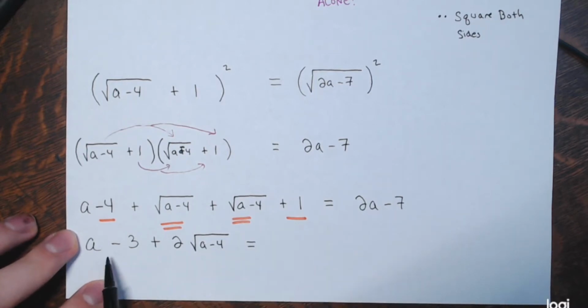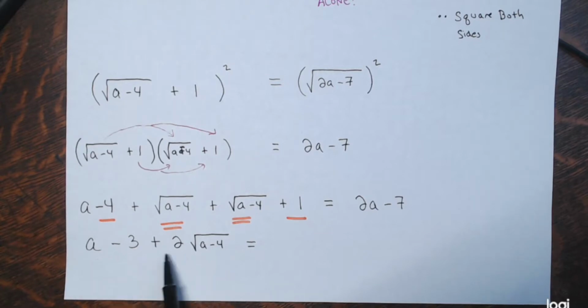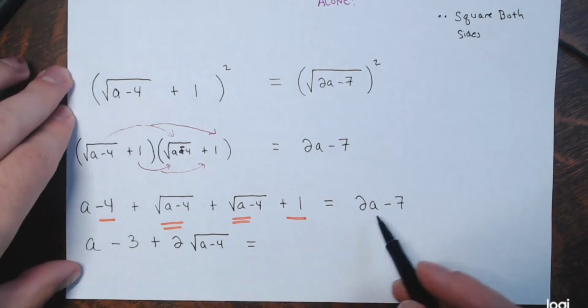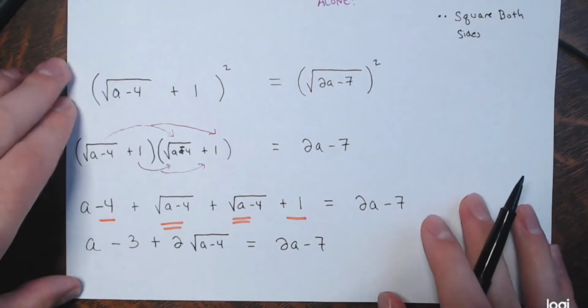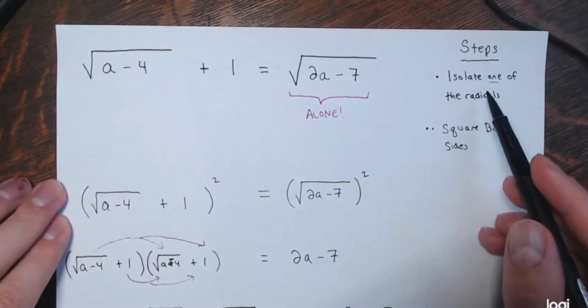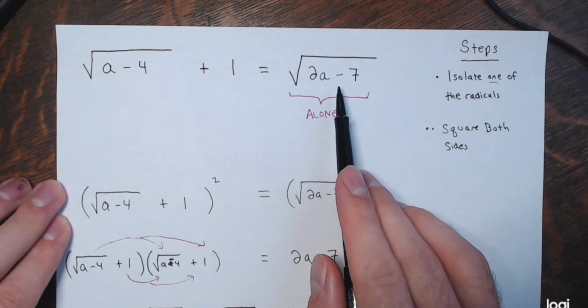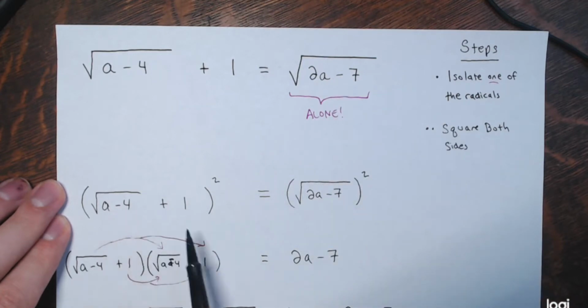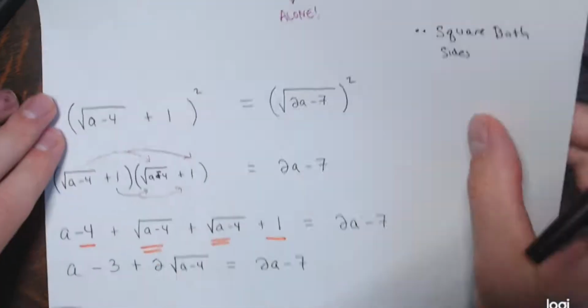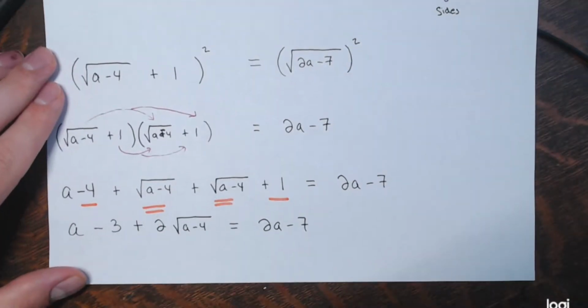So there's the left side. This is what I get when I square the left side and combine like terms and like radicals. I get a minus 3 plus 2 times the square root of a minus 4. And this is equal to, again, the right side was easy, 2a minus 7. Alright, so that's step 1 and 2. I get one radical alone, one square root alone. Undo that by squaring both sides, but the other side with the multiple terms I'm going to have to FOIL. And then combine like terms, combine like radicals.